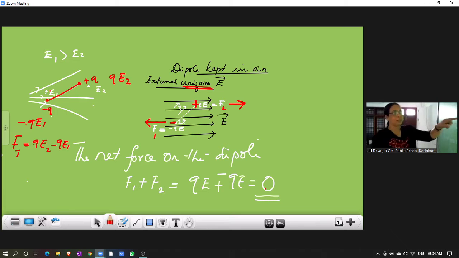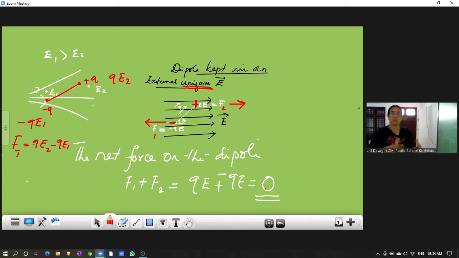So that is happening in the case of the dipole here. This dipole is experiencing equal and opposite force. So there is no translatory motion. The electric dipole will not move. So no translatory motion. You know what is meant by translatory motion?